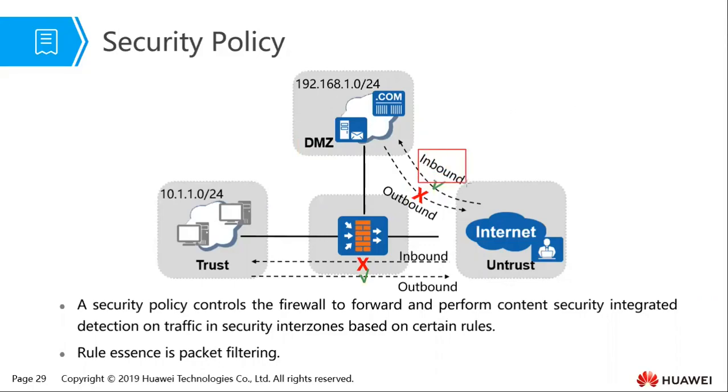So again, please remember the concept of inbound and outbound. When you're moving from a lower security level to a higher security level, we know untrust is 5, trust is 85, that is configured on the inbound direction. When you're moving the other way around, from higher to lower, that is outbound. Okay.